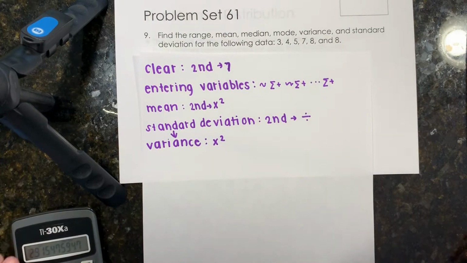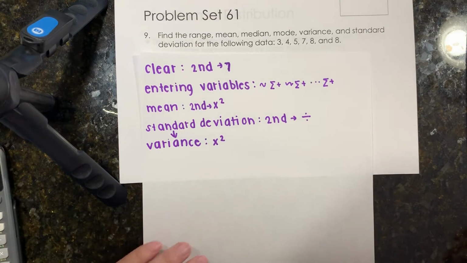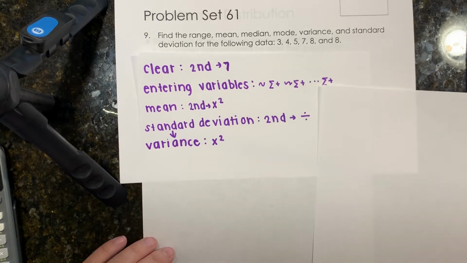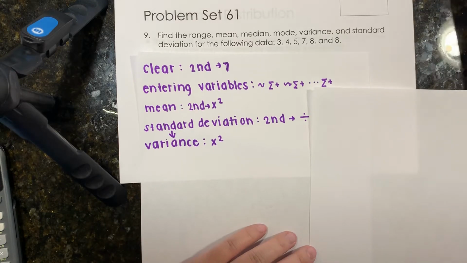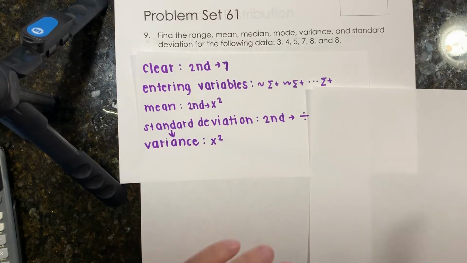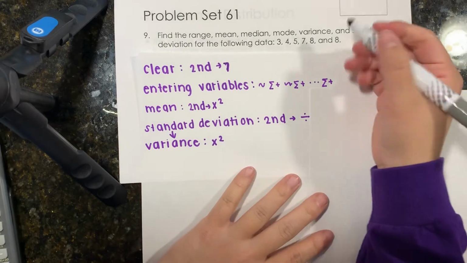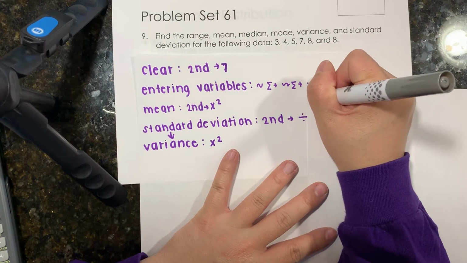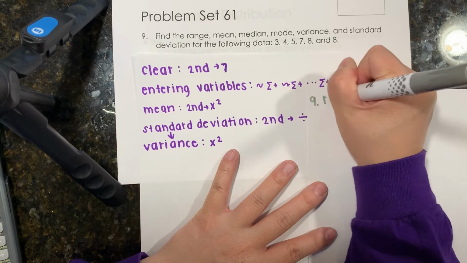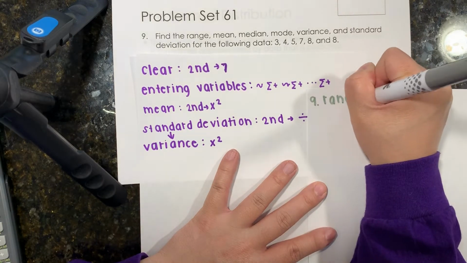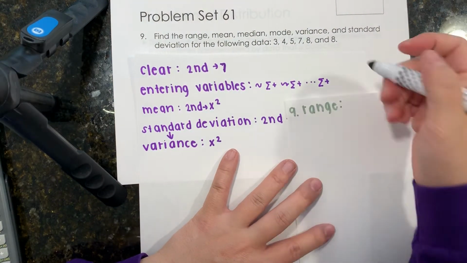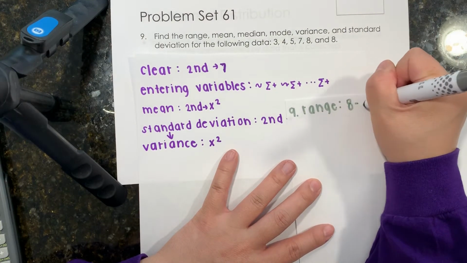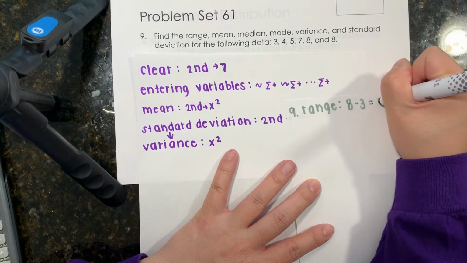So what I'm going to do first is second 7 and clear the calculator. And then I'm going to start by solving for the range. So I have the numbers 3, 4, 5, 7, and 8. I've already put them in order. So for number 9, I'm going to start with solving for the range. That would be biggest number minus the smallest number. So my range is going to be 5.